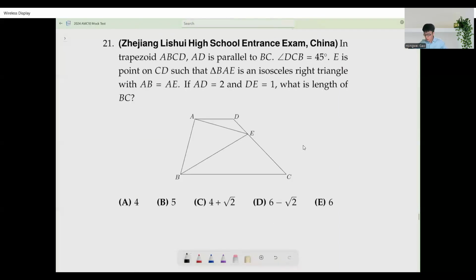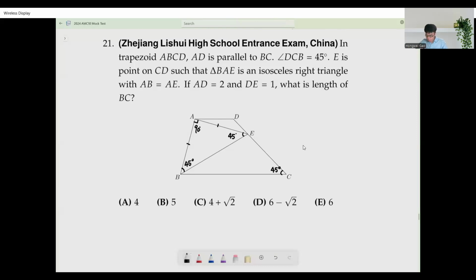Question 21. Here we have trapezoid ABCD. AD is parallel to BC. Angle DCB is 45 degrees. Now E is a point on CD such that BAE is an isosceles right triangle. AB equals AE. In other words, angle BAE is 90 degrees. And angle ABE is 45 degrees. Angle AEB is also 45 degrees.